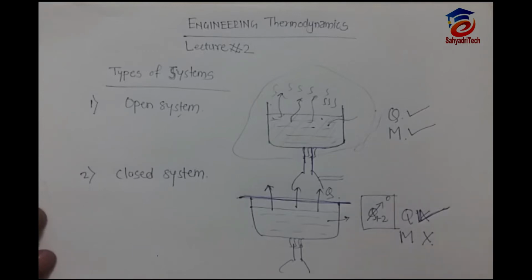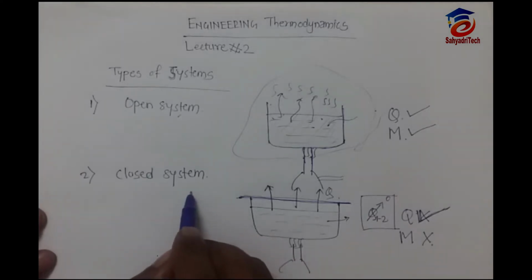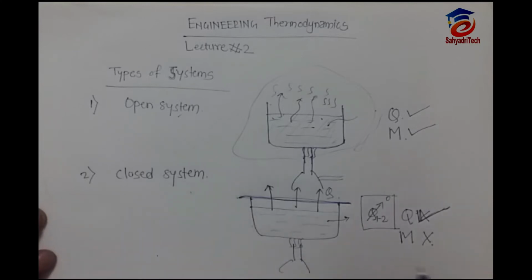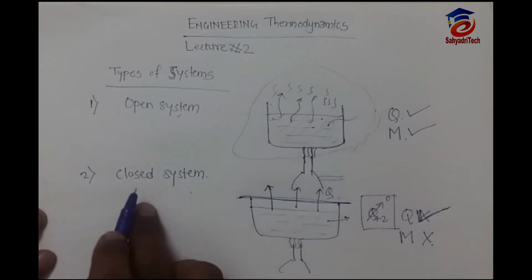Now what is an example or application of this closed system? Take a thermos flask. We keep tea in that thermos flask, and after 8 hours or 12 hours, the heat in that tea gets transferred to the surroundings and the tea temperature lowers down. But the tea quantity remains constant in that flask. So that type of system is a closed system.